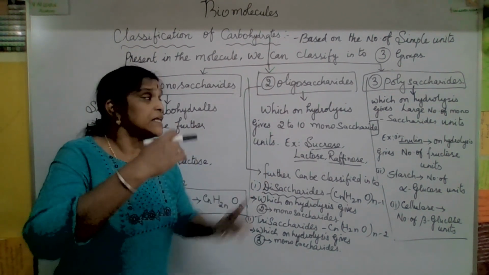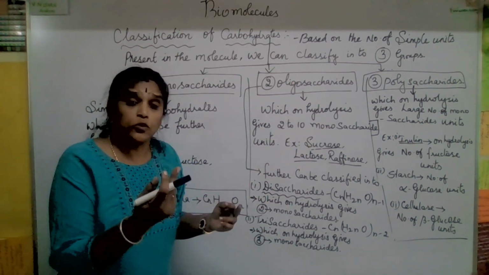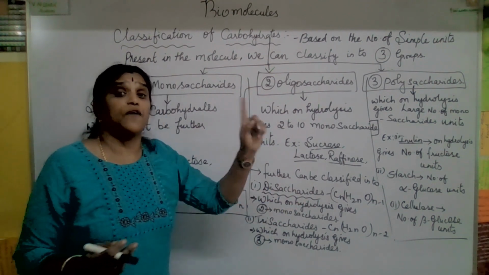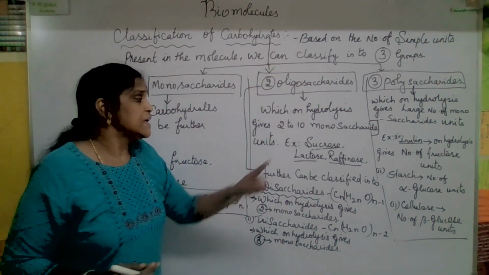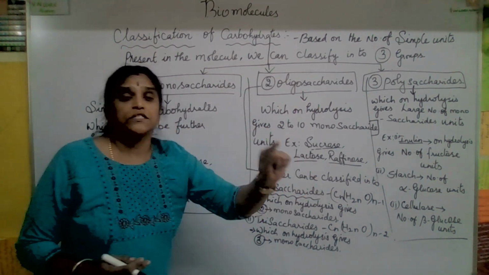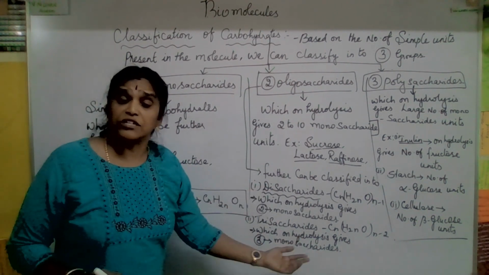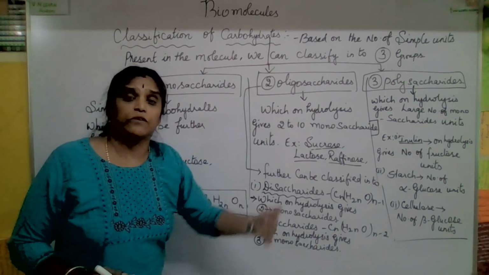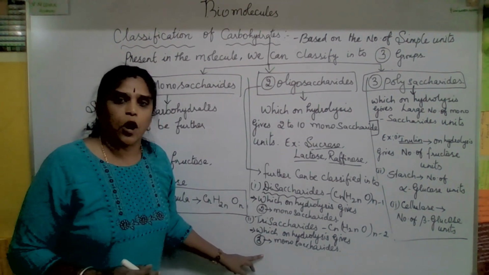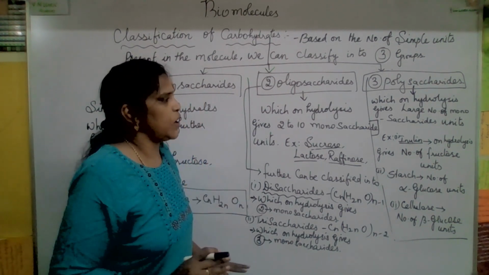As I mentioned, oligosaccharides give 2 to 10 monosaccharide units. Sucrose gives 2 monosaccharides, glucose and fructose, on hydrolysis. In the same way, lactose gives galactose and glucose. Further there are trisaccharides, tetrasaccharides, pentasaccharides, and it goes on like that. Hydrolysis gives that many monosaccharides. Let us go for the polysaccharides.